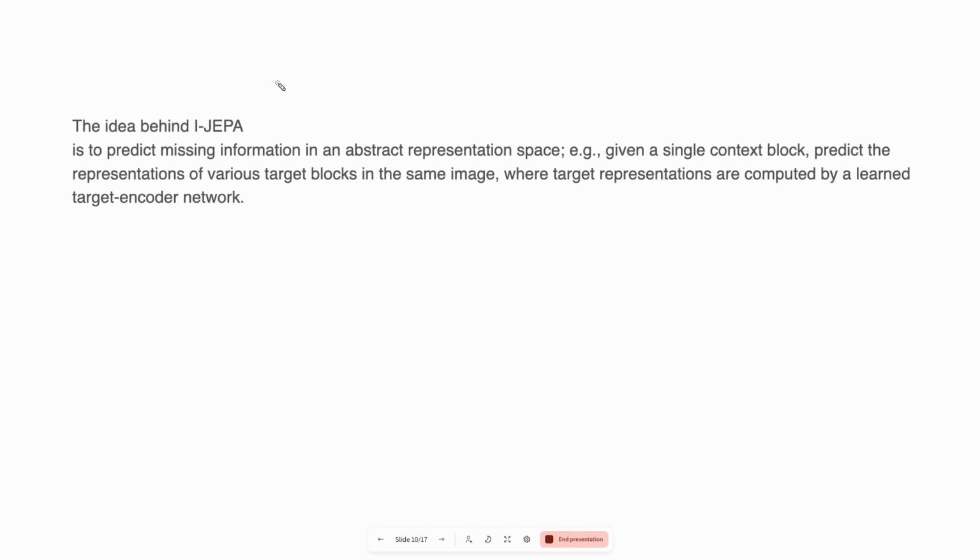In JEPA, they are converting every image into patches. Let's say these patches may be overlapping or non-overlapping. You select one patch, which becomes your context block, and then you run it through your encoder, right? So you get the intermediate representation of your context block in the image. Then using that intermediate representation of just one block, the training routine is trying to predict the representations of various target blocks in the image. This way, the semantic knowledge present in patches of the same image, they are trying to train the neural network to connect those things. So, does that make sense?